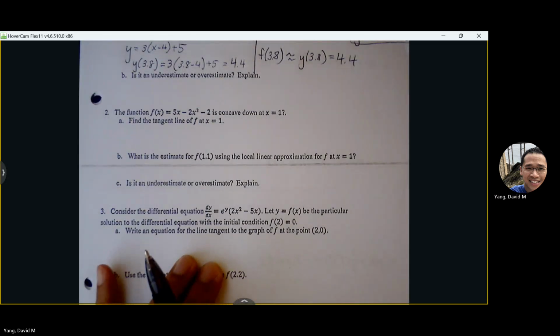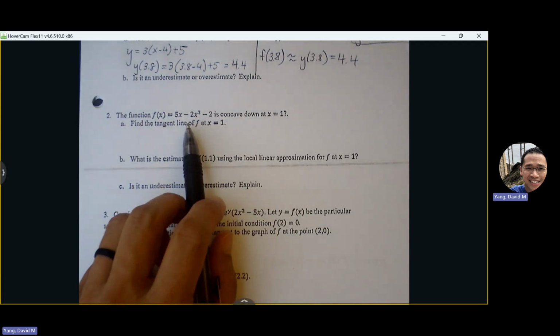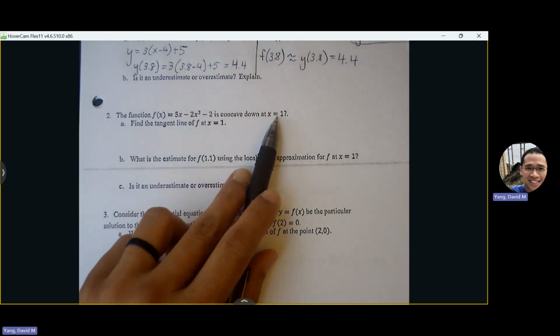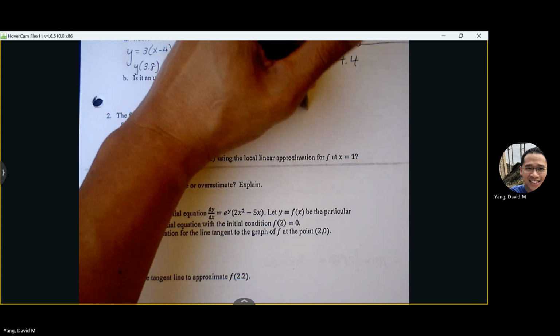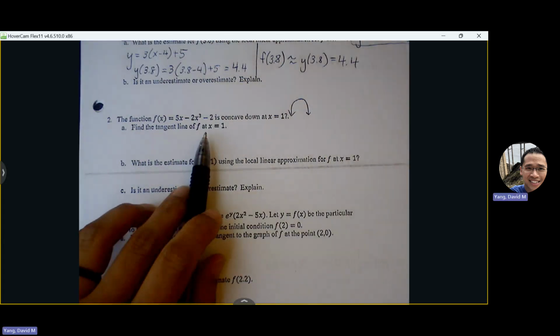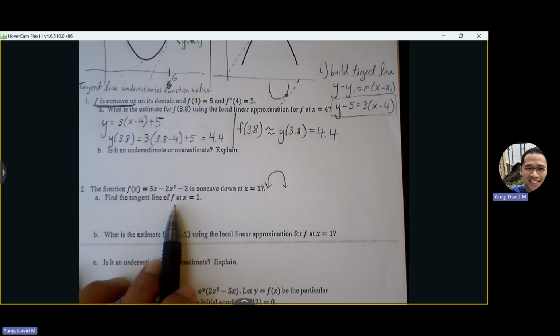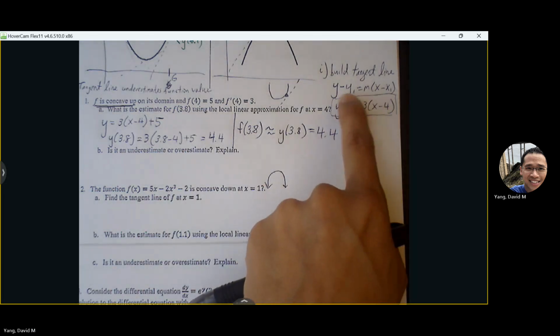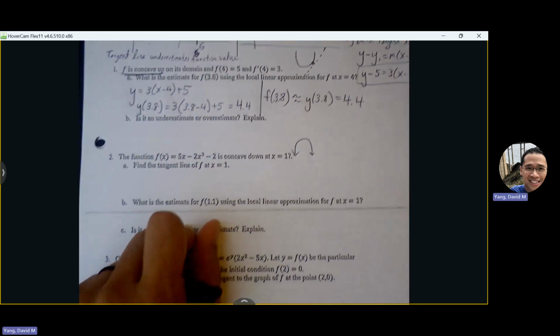Number 2, the function 5x minus 2x cubed minus 2 is concave down at x equals 1. So we know how the graph is shaped. Find the tangent line at x equals 1. So again, what information do we need? We need to find the what? Find the point and the slope, okay?